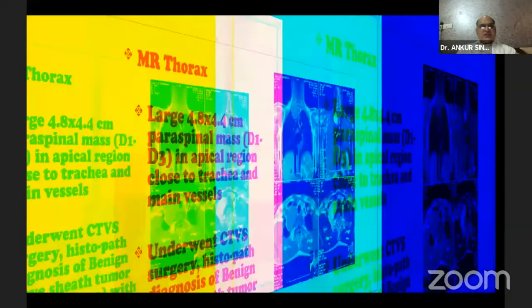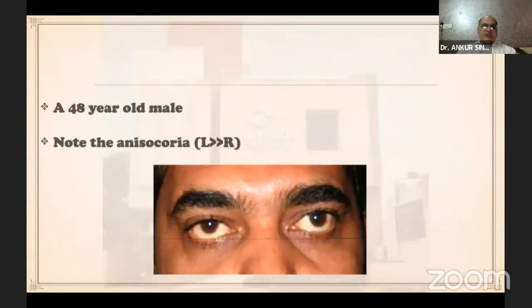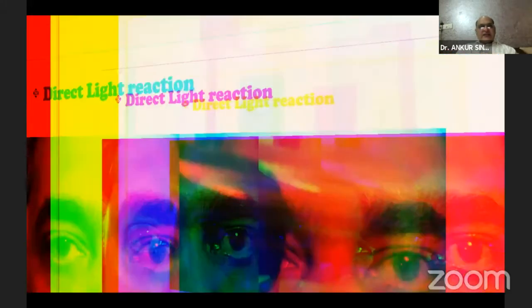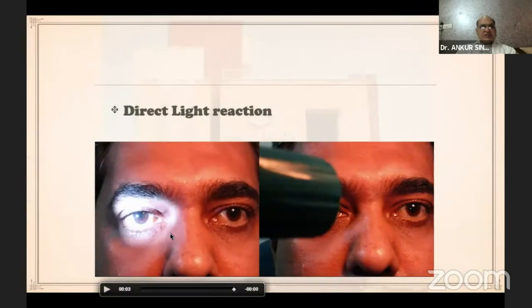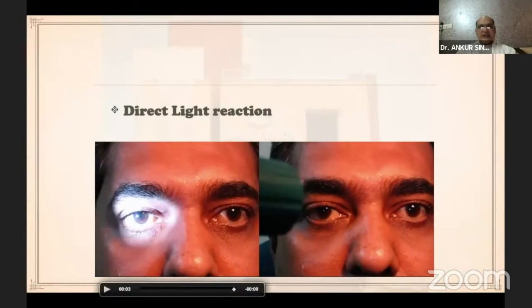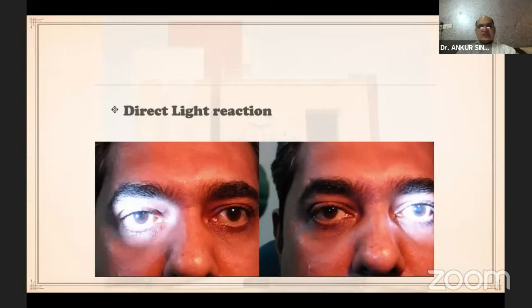Another case presented to us with difficulty in near vision. We can clearly see that the left pupil is much larger as compared to the right eye. And then the reaction to light: we shine the light in the right eye, and the pupil constricts pretty well. But when we shine the light in the left eye, it fails to constrict as well as the right eye did. So probably the left eye is abnormal.